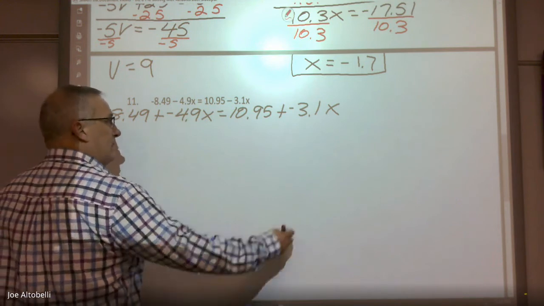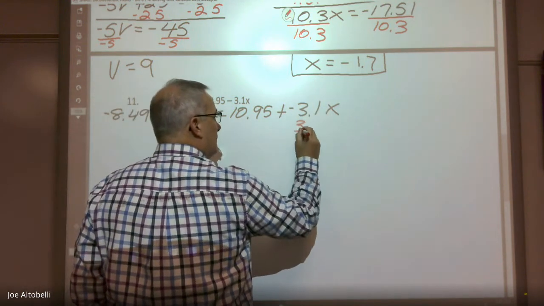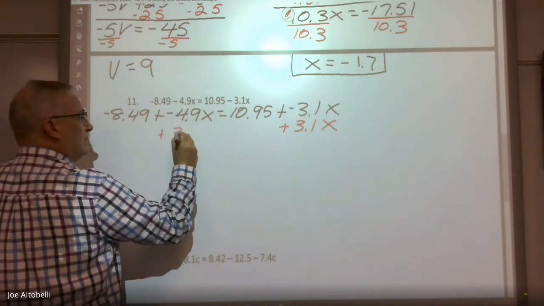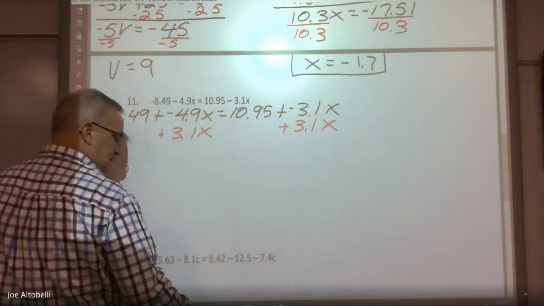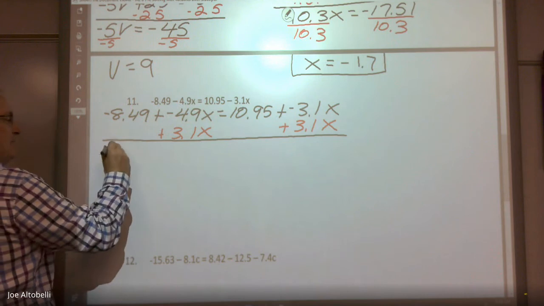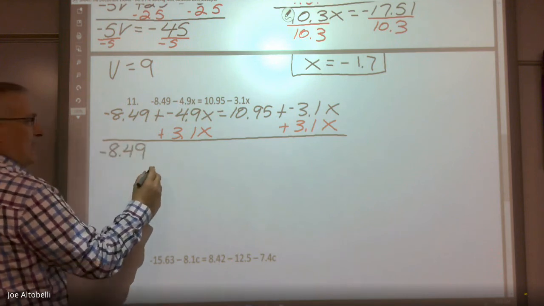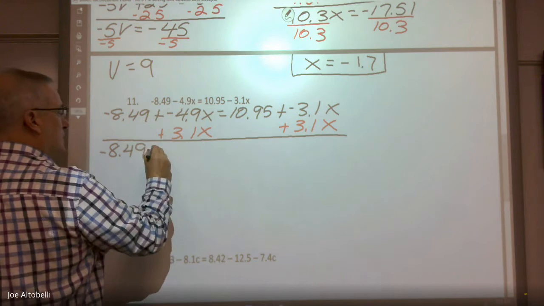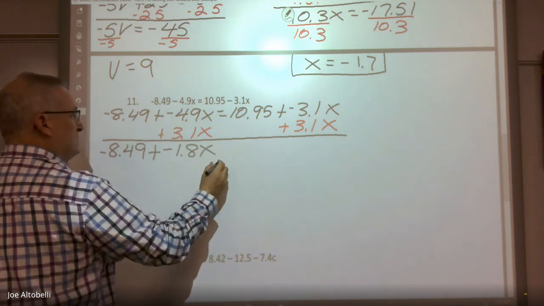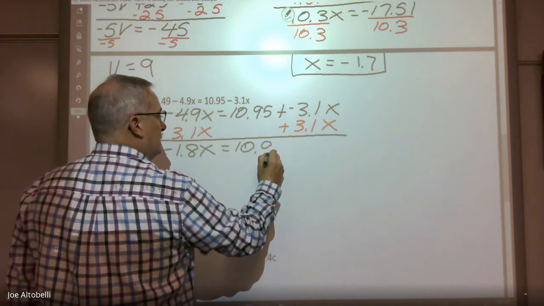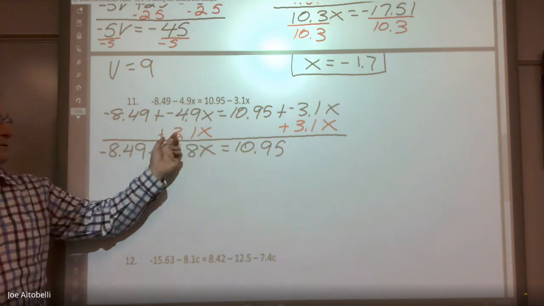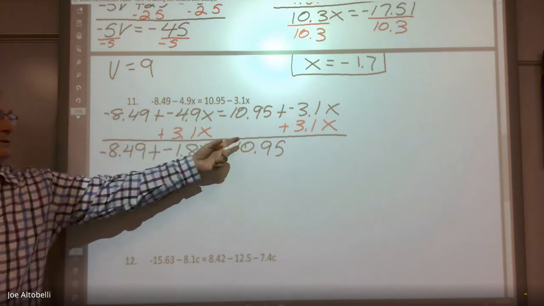Third thing then, eliminate the variable on the right side. So to eliminate the variable on the right side, we're going to add 3.1x and then add the 3.1x. I'll have the negative 8.49 when I do this, plus a negative 1.8x equals 10.95. So I get a negative 1.8x here.